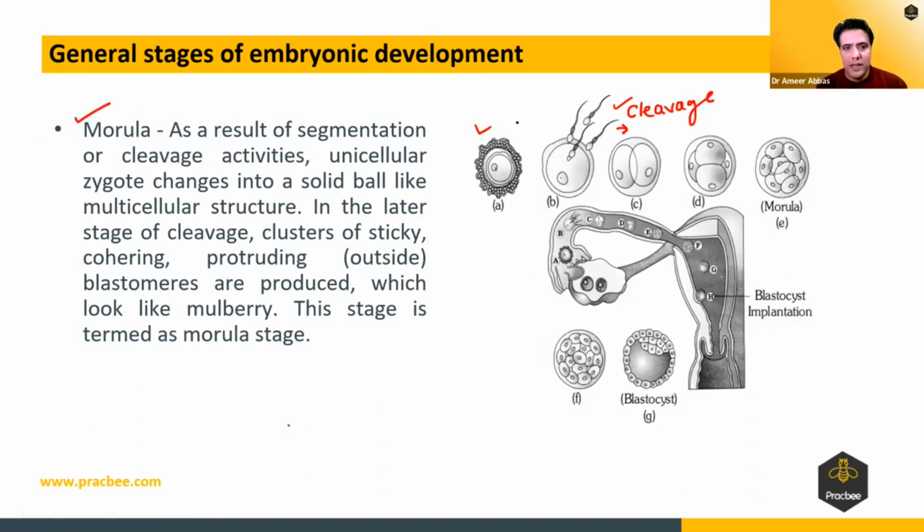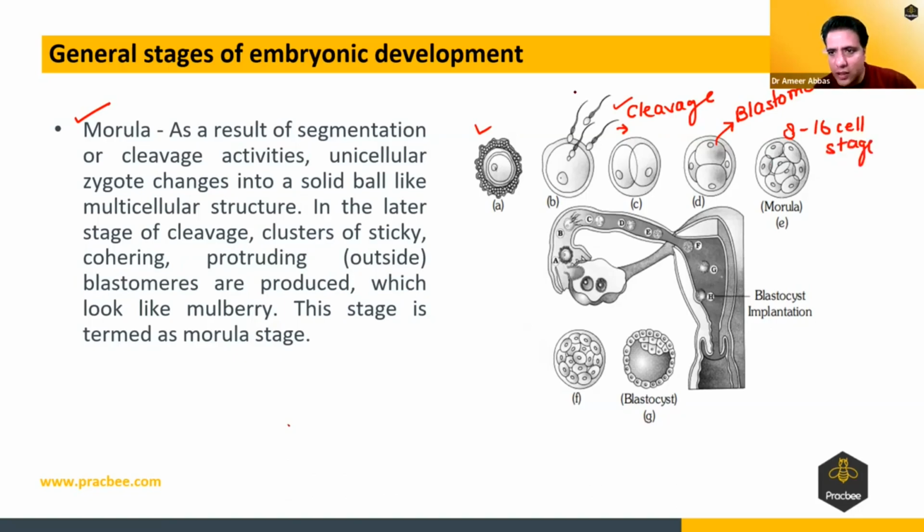Okay, so as a result of cleavage activity, the cell divides, and these cells, which do not increase in size but increase in number, are known as blastomeres. Okay? So they keep continuing to divide, and they reach up to the 8 to 16 cell stage. That is more important. Okay, what is the cell stage?